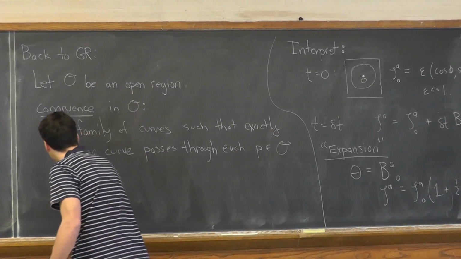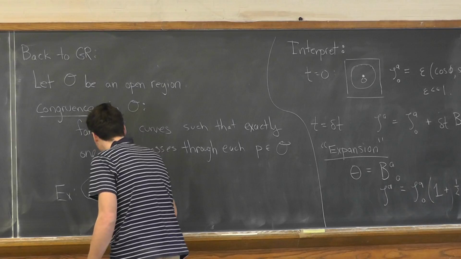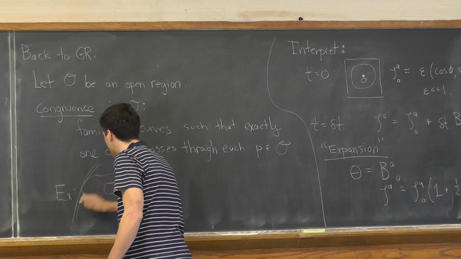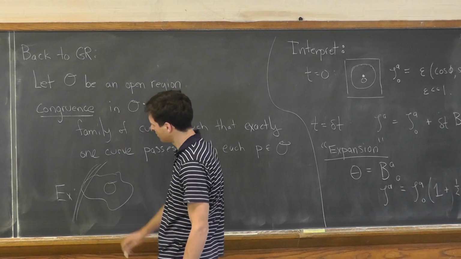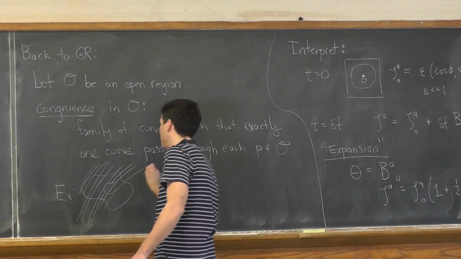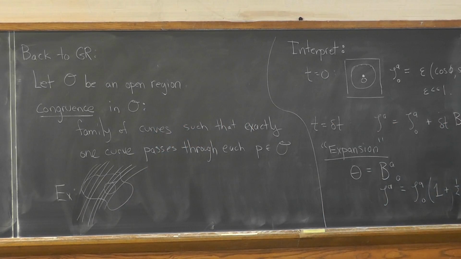So, for example, if this is region O, then we can draw a bunch of, oh, I just made them intersect, sorry. We draw a bunch of curves. Okay, I need an infinite number of them, but you get the point. It's kind of like a coordinate, but it's different.